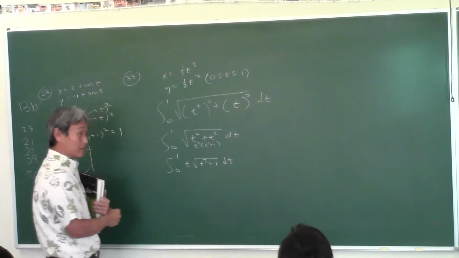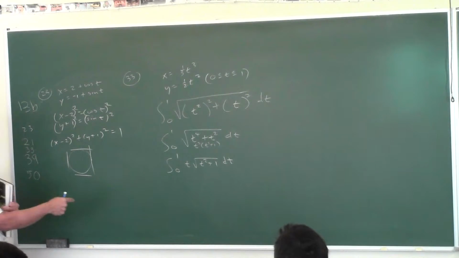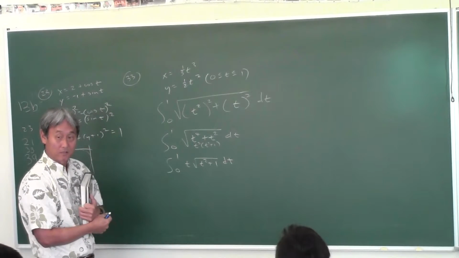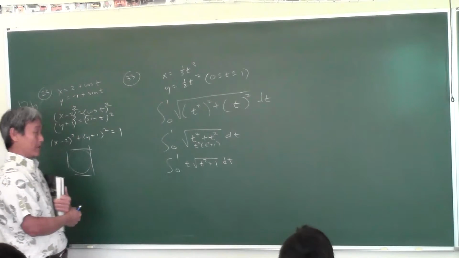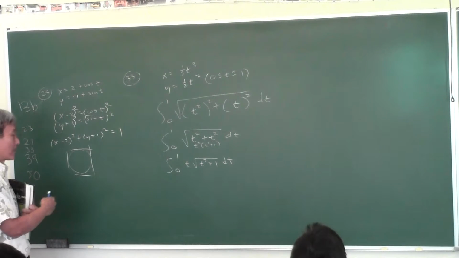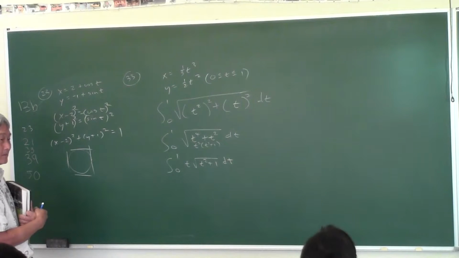Sometimes it is absolute value. What if it went from negative 1 to 1? Then you've got to make two separate integrals, but you knew that. Since from 0 to 1 it's always positive, okay, now how do I do this integral?